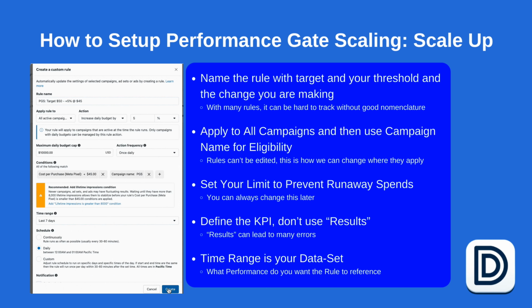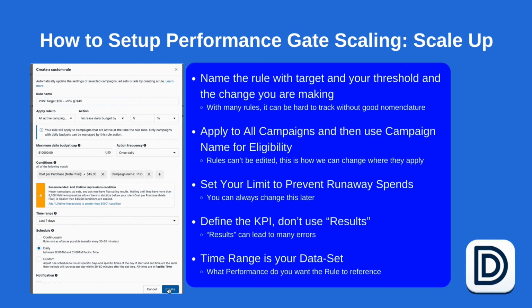Next, let's talk about how to use performance gate scaling to scale down a budget if the results just aren't good enough. So we want to set an upper threshold for the allowable CPA. Remember that costs can fluctuate, and as you scale, they can go up. So ensure that the machine has a little bit of wiggle room for learning. Also, our action frequency should not be more than daily.